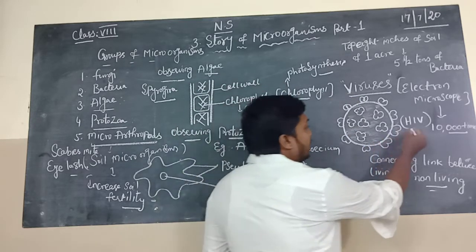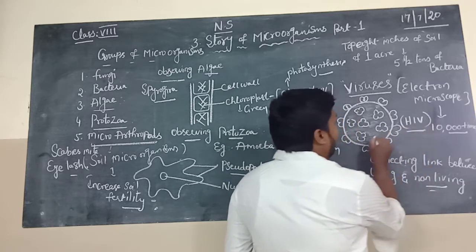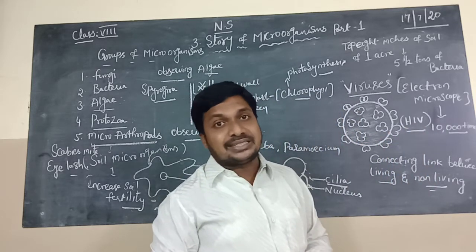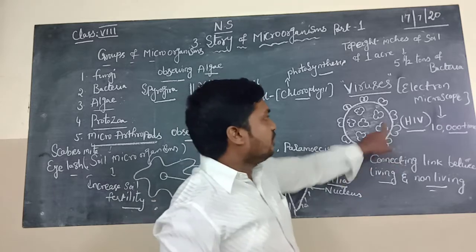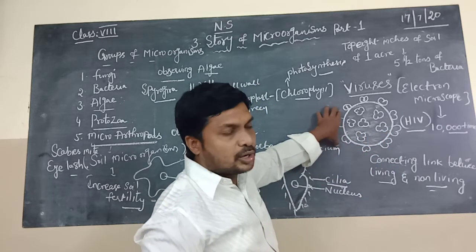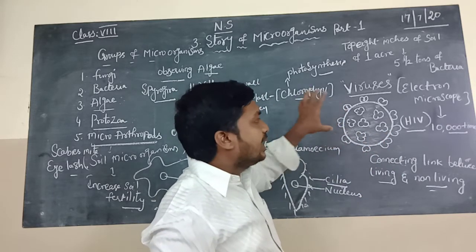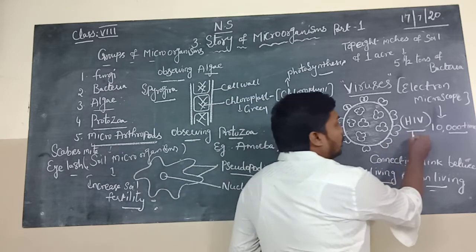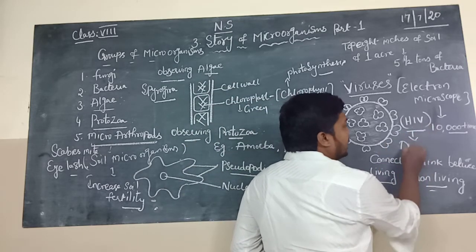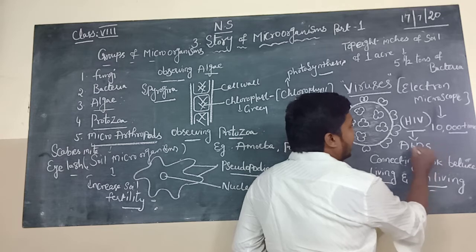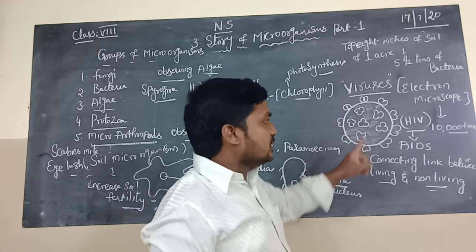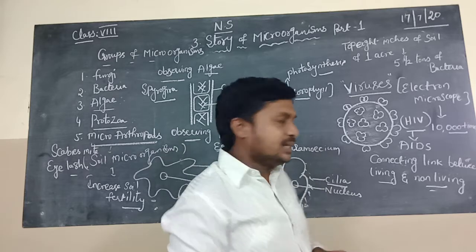Here is one picture, that is the HIV virus. It is the human immunodeficiency virus. HIV is very, very important from the exam point of view. Draw the diagram of the HIV virus, human immunodeficiency virus. It causes a disease known as AIDS. This HIV virus causes a disease known as AIDS.